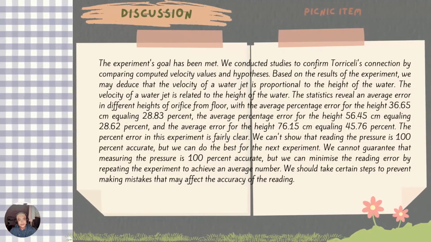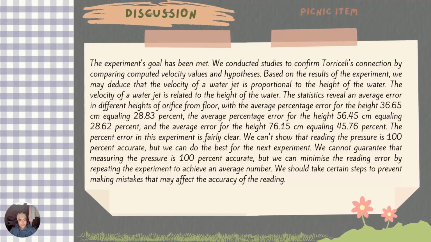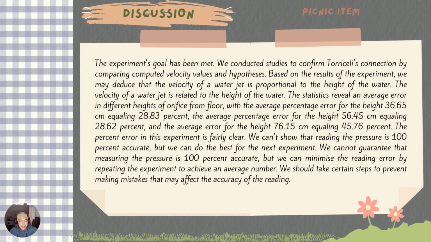Next, we move to the conclusion. In this conclusion, the experiment's goal has been met, in that we conducted a study to confirm the Torricelli relation by comparing the computed velocity value with the hypothesis. Based on the results of the experiment, we may deduce that the velocity of the water jet is proportional to the head of water. The velocity of the water jet is related to the head of water.